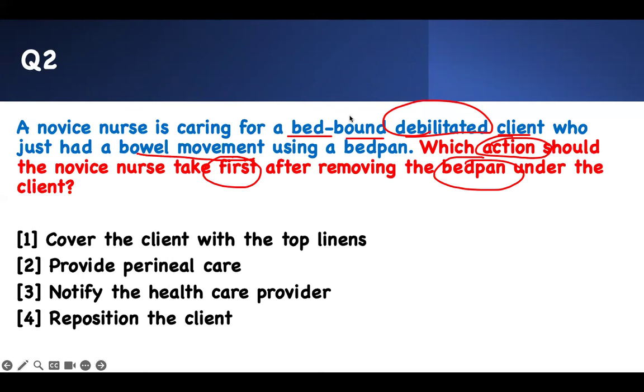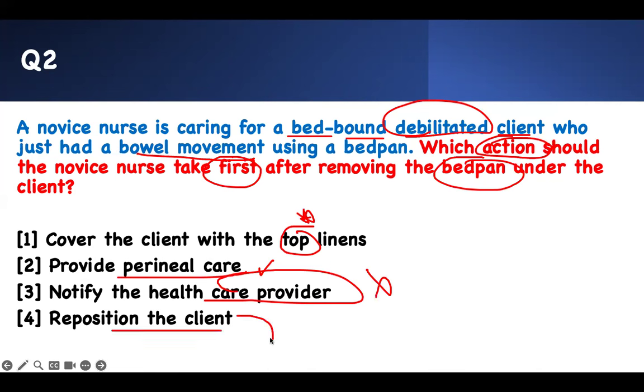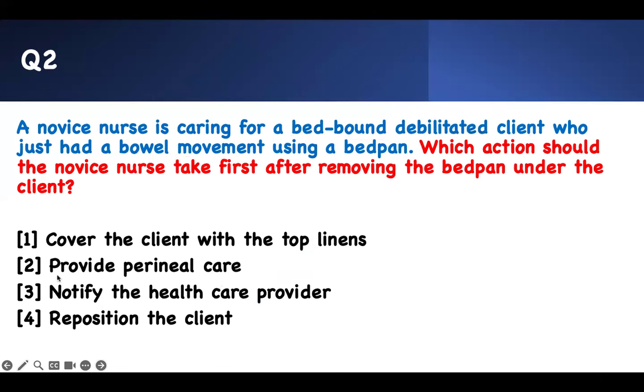Do you put him on the bed? You roll them on the side? Or what? Test-taking strategy. As soon as you take the pan, you already roll them. Your perineum is right in front of you. Provide perineal care. Cover the client with the top linen. This should not have been removed anyway. This is for privacy. Provide perineal care. What are you going to tell the doctor? You say, what am I going to do? Clean the patient. Reposition the patient on the bed? No, you got to clean the perineum before you put him down. So the best answer is number two.